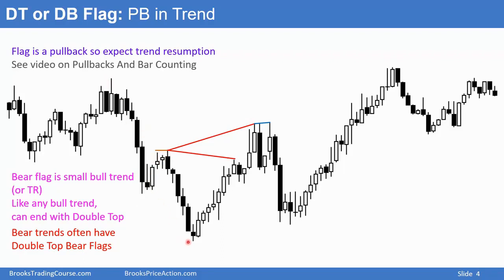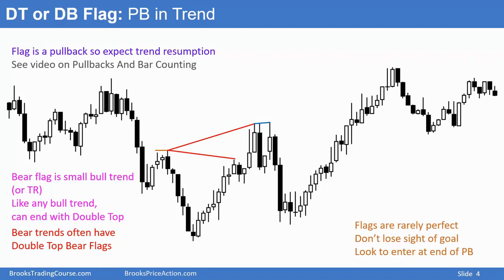Bear trend, a pullback into a bigger bull trend, but it also ended with a double top here. It tried to end here, but failed. And then there was a smaller double top here. Bear trends often have double top bear flags. Bull trends often have double bottom bull flags. Bull trend, double bottom bull flag.